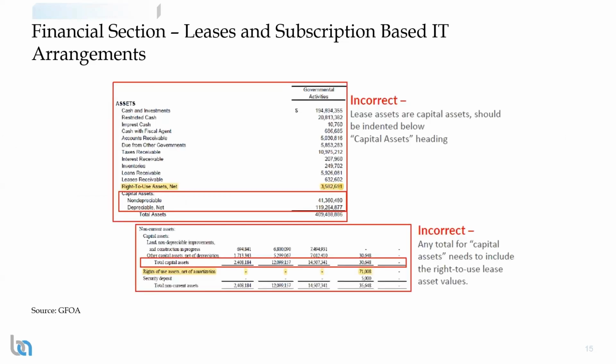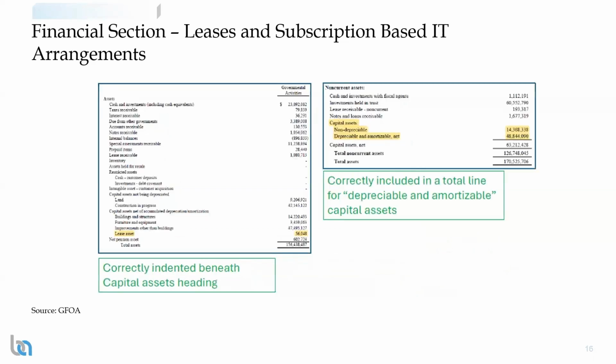Okay, so this would be an incorrect presentation. You can see here they found that sometimes the right to use is reported separately from capital assets. This is incorrect. Similarly here, you can see this is incorrect. This is the correct presentation: you can either combine it with your capital assets, as long as they're reported in the subtotals, or if you have a more detailed presentation, then they would be included under these subheadings. Okay. So don't present them separately.